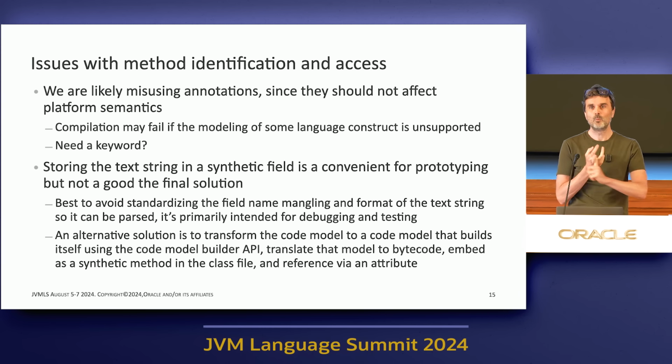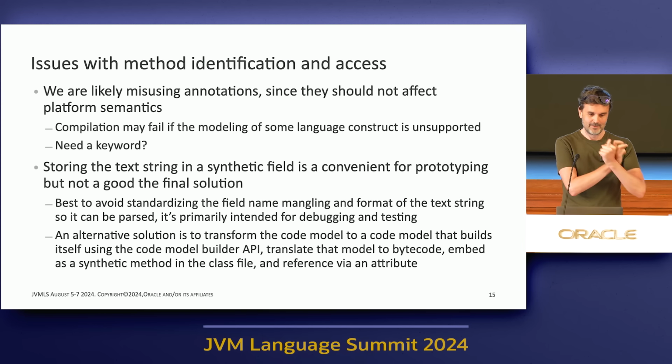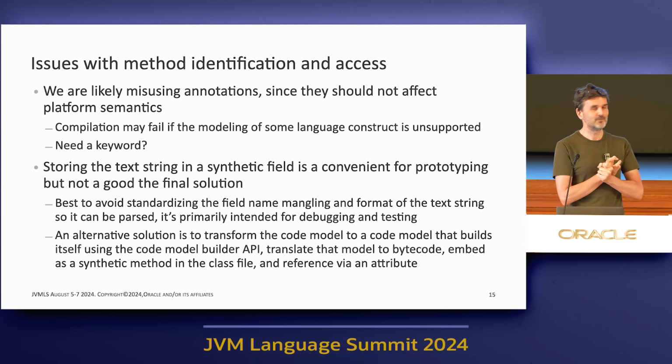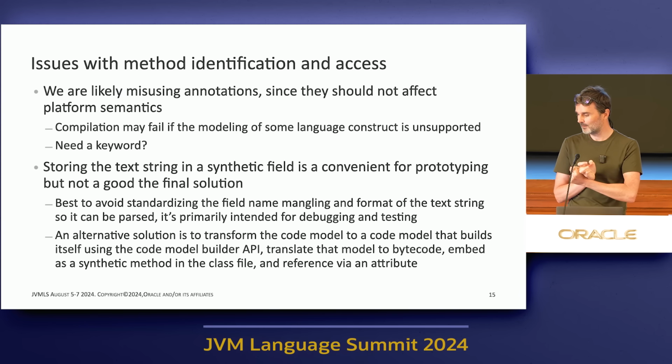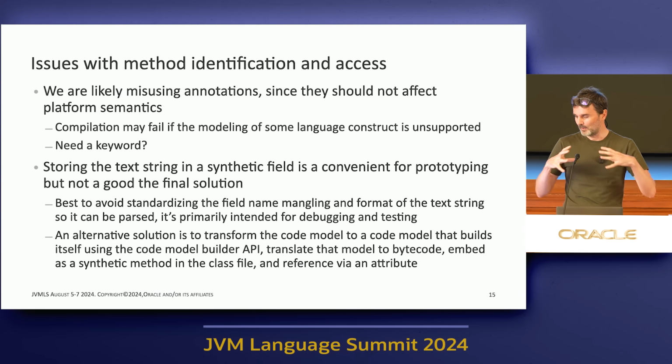One is I don't want to standardize that serialized form at all. It's just going to create horrible bugs later on and a minefield of stuff. Serialization is a minefield regardless. I do not want to add to that. So I think it's best to avoid standardizing that and also avoid standardizing the field name mangling going on here as well. This is a prototype. So this text form is primarily intended for debugging and testing. Let's stick to that and not try and expand what we do here with that.